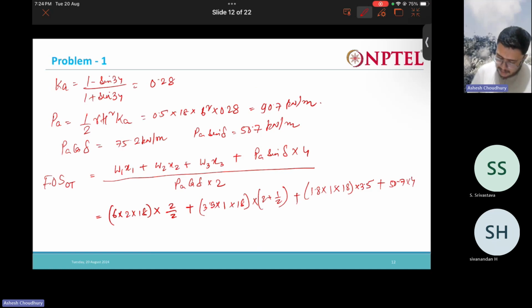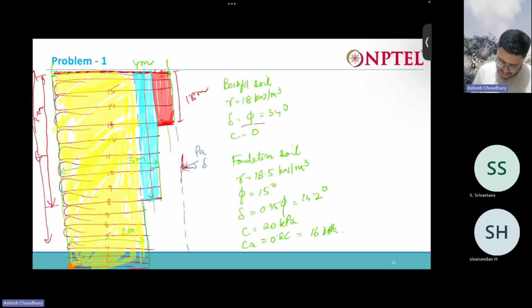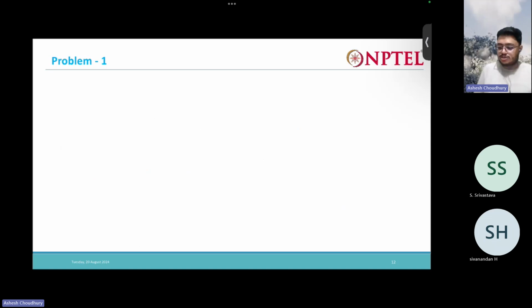Now these are the resisting moments, and what is the disturbing moment? PA cos delta times 2. Why 2? Because it is acting at a height of h by 3, 6 by 3 is equal to 2. If you calculate this, you will get the factor of safety as 4.7, which is greater than 2, so acceptable. Now next is the factor of safety in sliding.